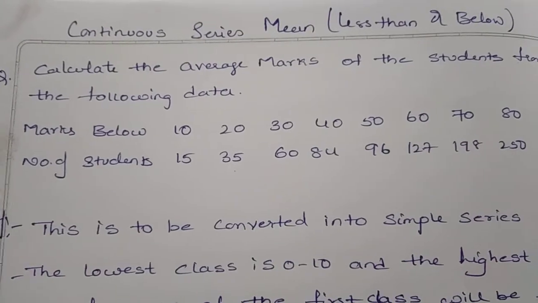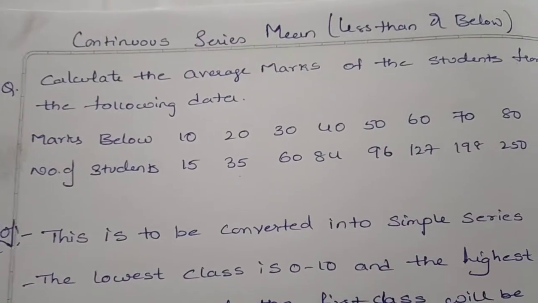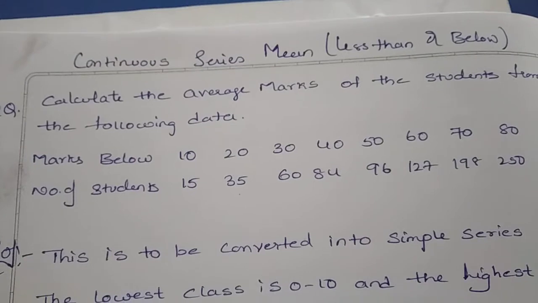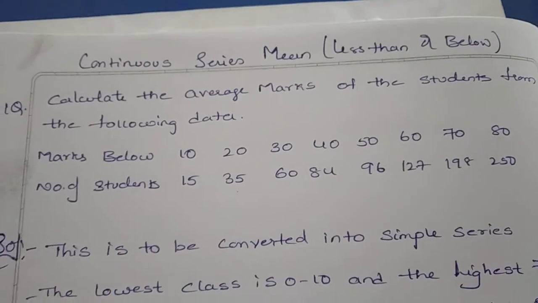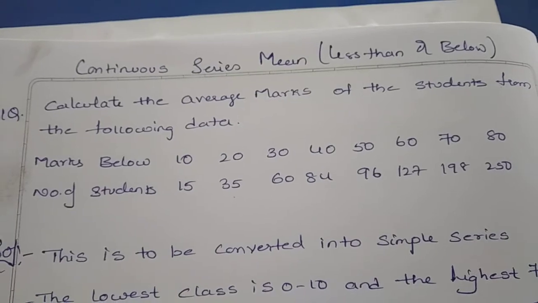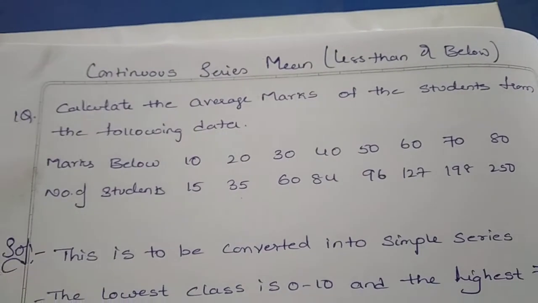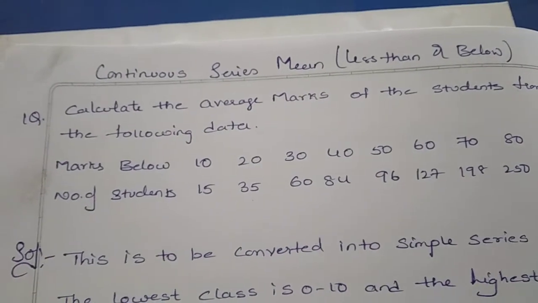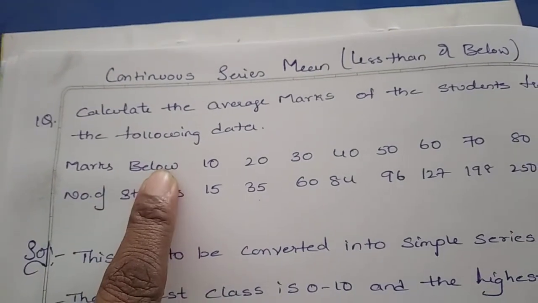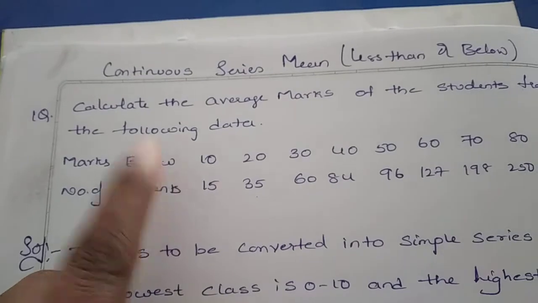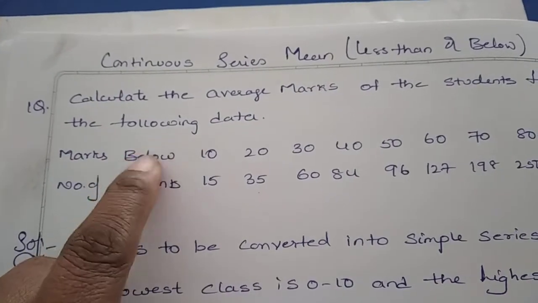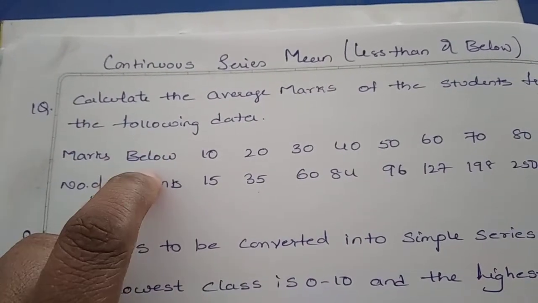If you do not know whether it is a continuous series or a discrete series, then directly do it as a discrete series, because it looks just like a discrete series. But what you have to observe here is the marks below. Below or less than is the same.